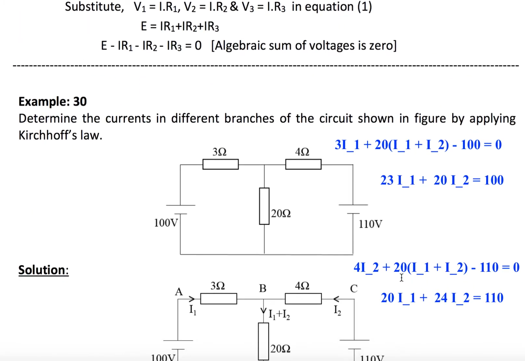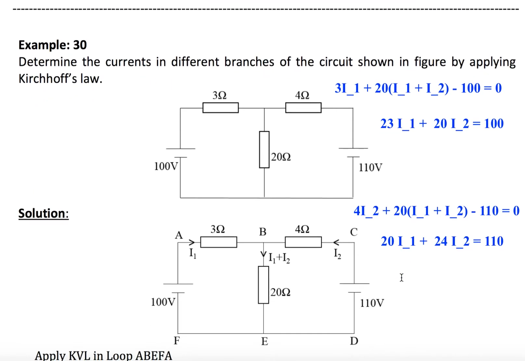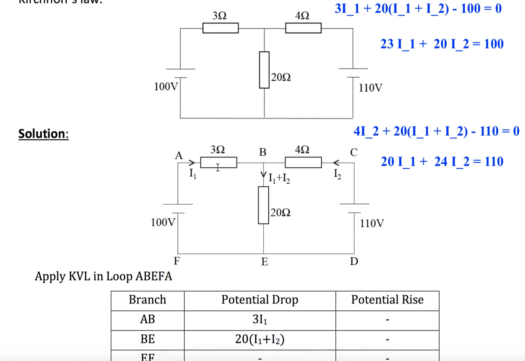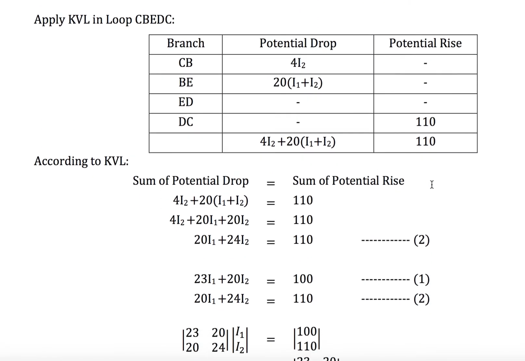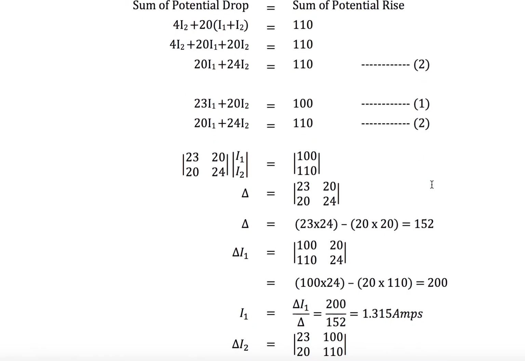But what is being asked to find? Determine the currents in different branches. So different branch currents. Branch AB current is I1, branch BC current is I2, branch BE current is I1 plus I2. So you need to find I1, I2 first, and then I1 plus I2 also. Once you know I1 and I2, you can find I1 plus I2, right?